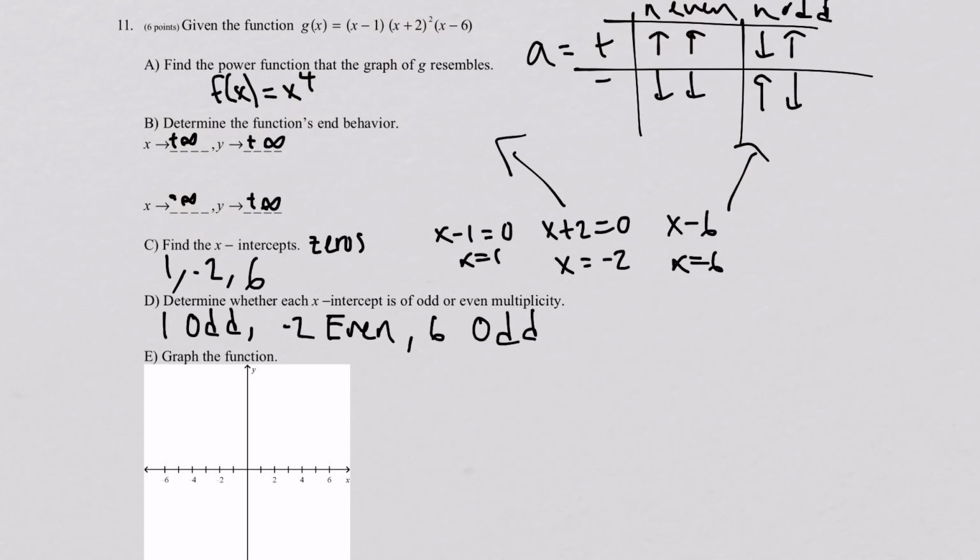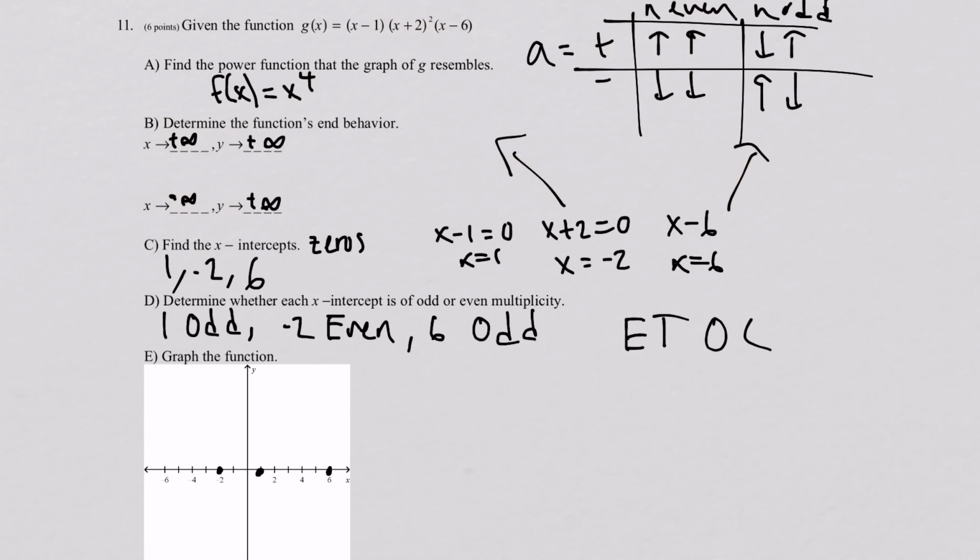Now graph the function. How does that help us to graph the function? Well, if the multiplicity is odd, it crosses, right? Remember ET and the OC. Even touches, odd crosses. So if it's odd, it crosses. If it's even, it touches. So I'm going to plot those 3 points. 1, right there. Negative 2, right there. And 6, right there. I'm also going to use the end behavior, which is up and up.